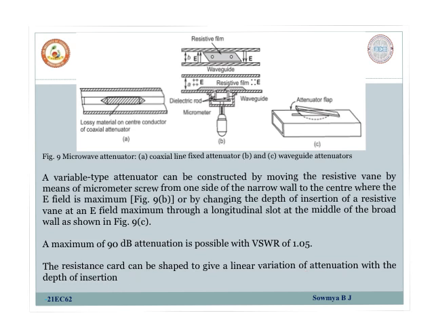This is about what an attenuator is and what the two basic types of attenuator are, that is the fixed attenuator and the variable attenuator, and how the construction is done for these two attenuators. In the next session, I will be discussing one more important type of variable attenuator, which is called the precision type variable attenuator. Thank you.